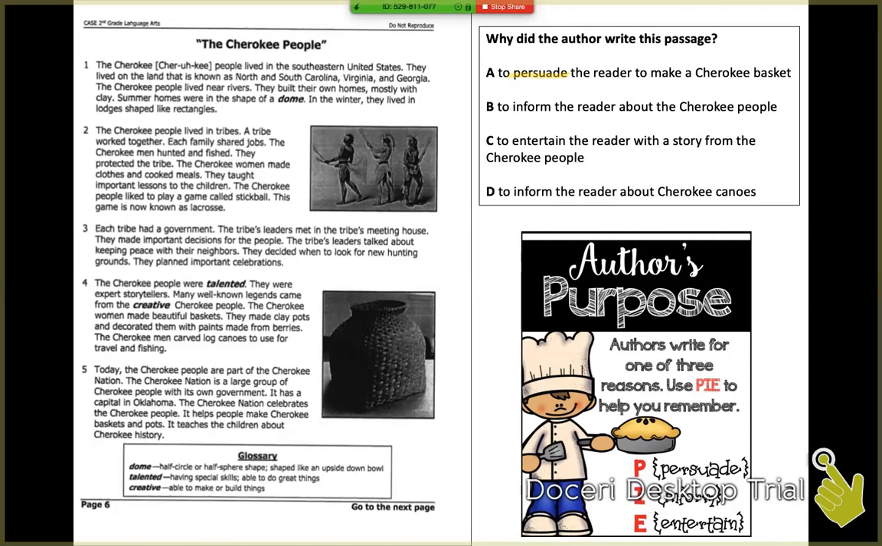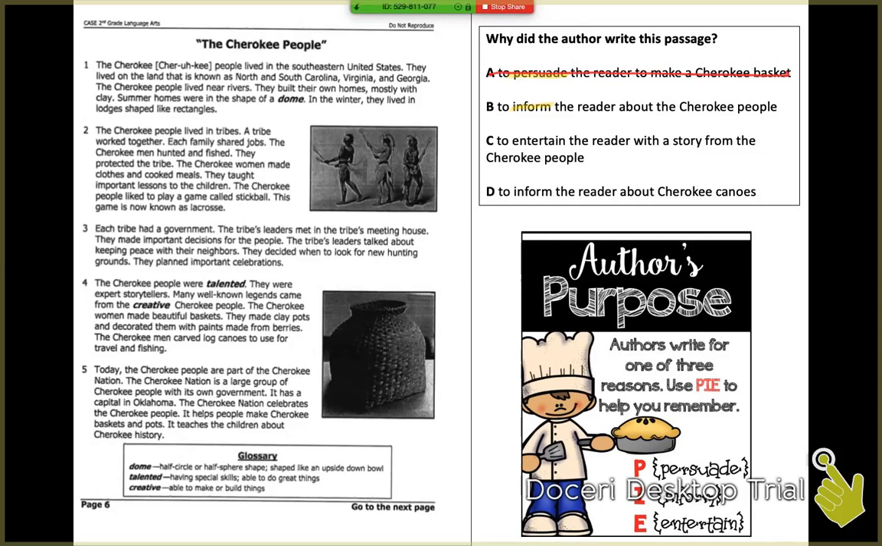Now, it did mention the Cherokee baskets a couple times in this passage, but it never tells me how I make one or reasons why I should make one. So I'm going to slash and trash choice A. I don't think that's the best one for me to pick. Now, choice B says to inform the reader about the Cherokee people. Inform is my key word here. Remember, that's giving me real facts and information. And if I look back in my story, I definitely see a lot of informing.